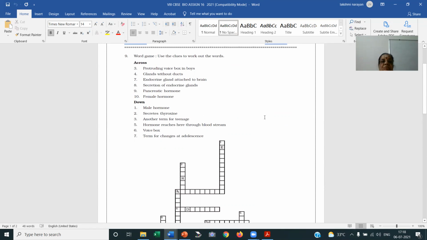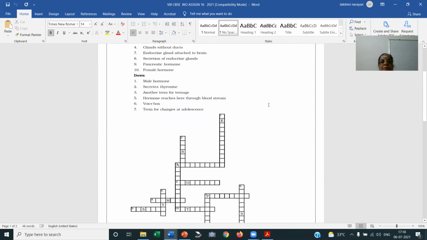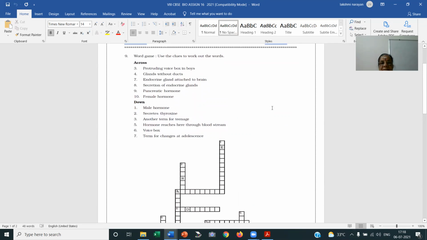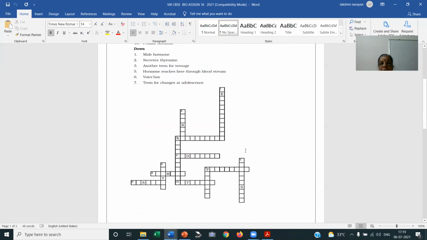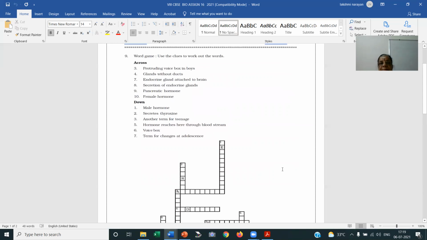In our book, a word game. First one, across: protruding voice box in boys. Protruding voice box, the Adam's apple. Then glands without duct: endocrine. Endocrine glands are without duct. Then the endocrine gland attached to the brain, that is pituitary.